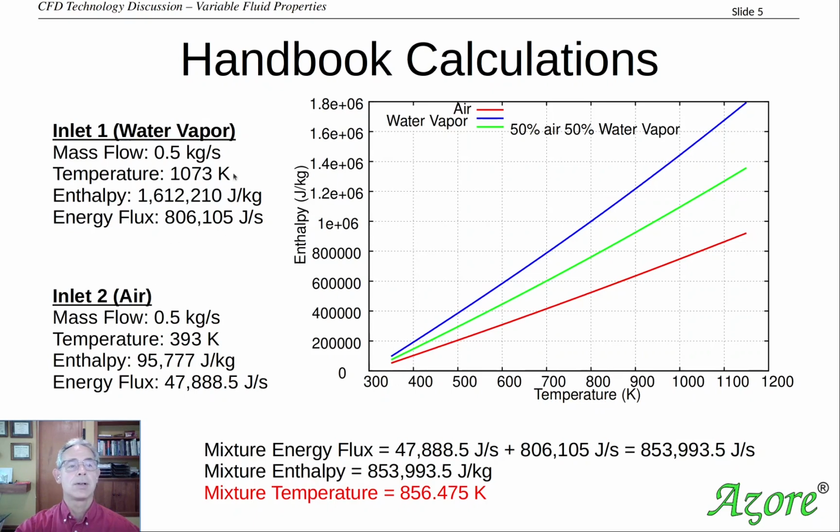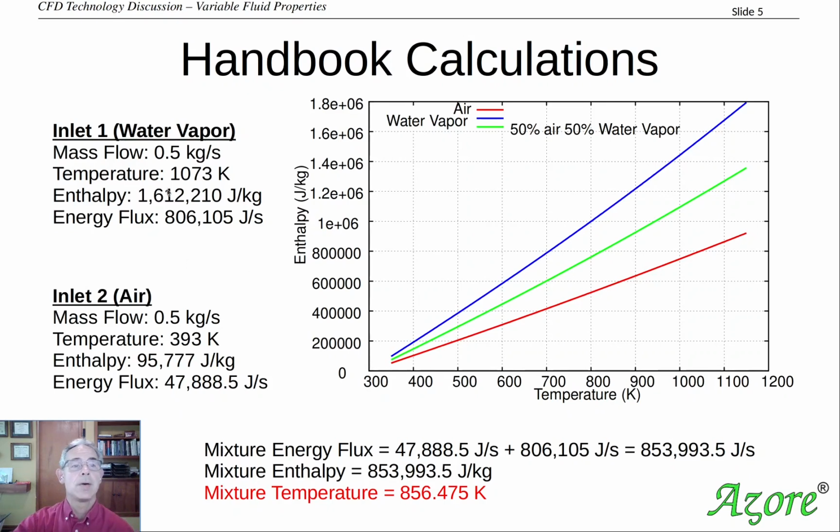In order to determine the enthalpy of our water vapor, we can look up the temperature along here, and then we can go up and find where that crosses our blue line and come over here, and we can see that a value of about this is going to be the enthalpy level of the water vapor at this temperature. The precise number is shown right here. We can do a similar calculation for our air using the red line.